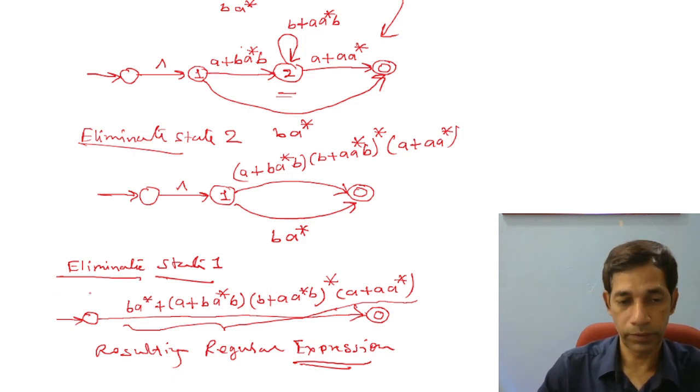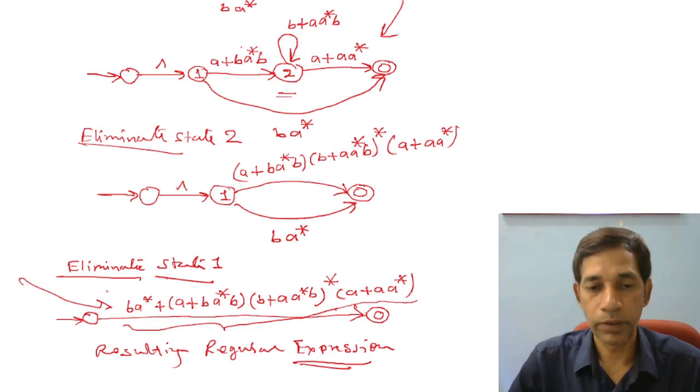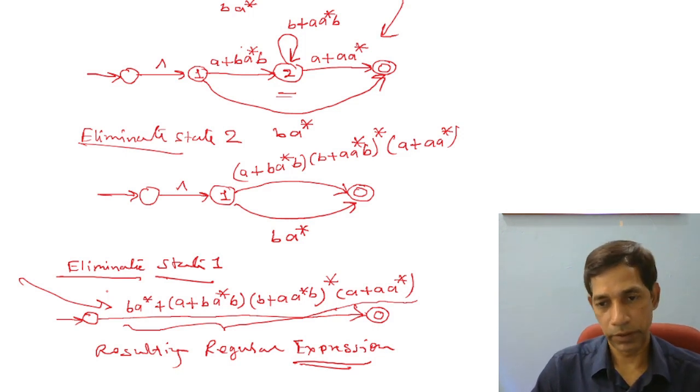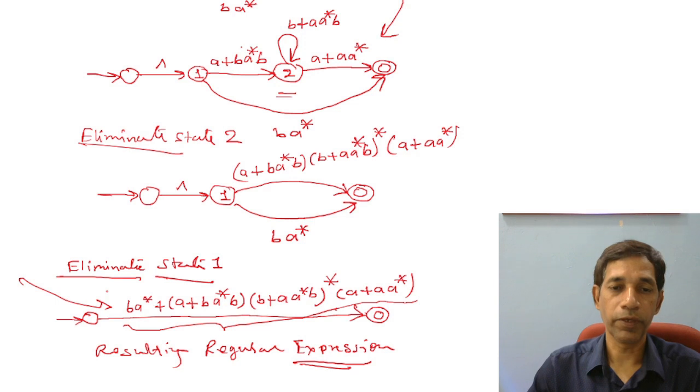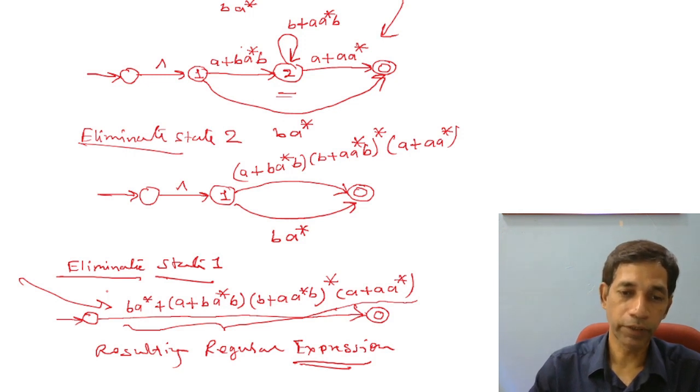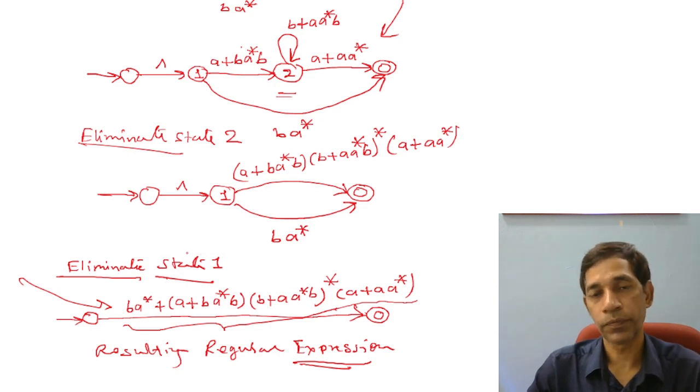Now you can compare this regular expression with the earlier one, and you can see that this regular expression does not look the same as the one we obtained once we eliminated in the order 1, 2 and 3. But one thing is sure, that this regular expression also defines the same language as defined by the regular expression you obtained by eliminating the states in order 1, 2 and 3.